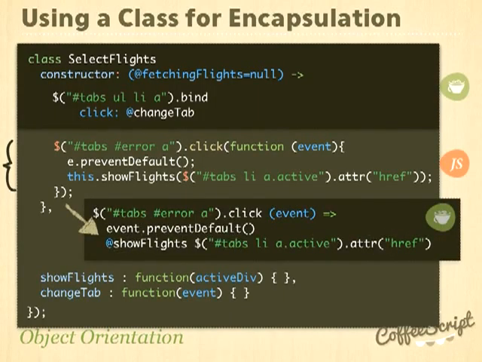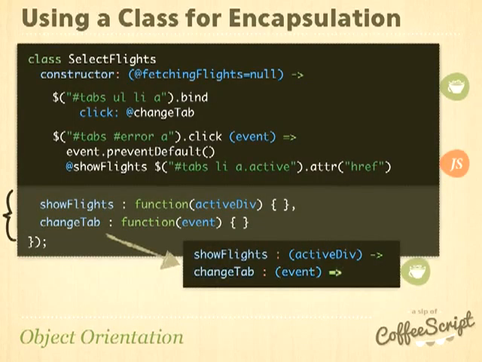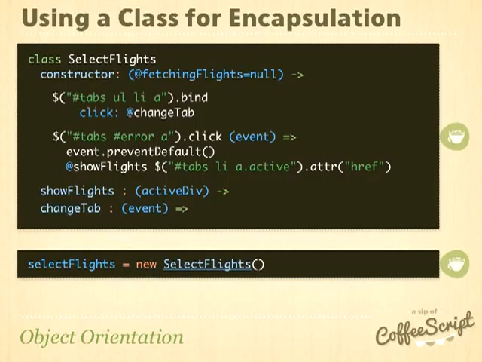And here, we're just pretty much going to get rid of the curly braces, the parentheses, and use the at instead of the this. Also notice that we're using the fat arrow here instead of the skinny arrow. So we can bind that at symbol, or the this, to the correct context inside of our Select Flights class. Lastly, we have our two functions, Show Flights and Change Tab. Notice that it's only the second one that we have the fat arrow on. Once we've declared the class, we need to instantiate it so that it binds to the proper events.